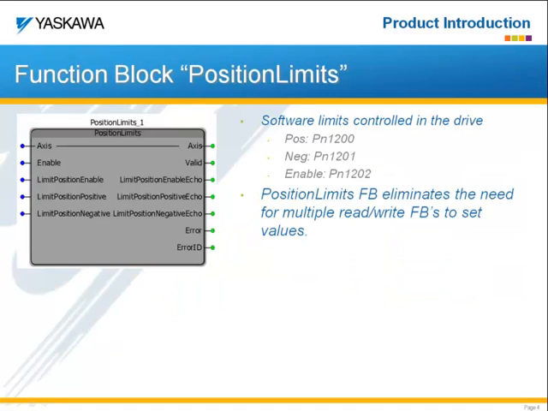So again, using standard PLC Open function blocks, we would have to use parameter read, parameter write function blocks to change these parameters. And we've eliminated that need. And in addition, we've given it the ability to enable and disable on the fly as well. So you can have software limits sometimes and turn them off and not have them active for other times. Let's again take a look at how this works actually in IEC.